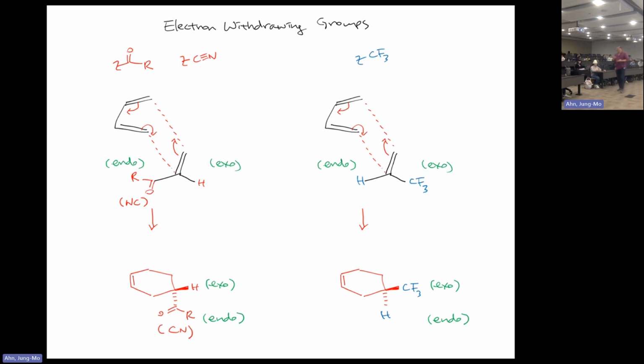So it's not like endo is always the major product for all Diels-Alder reactions. You have to look at the nature of the electron withdrawing group. If the electron withdrawing group has a pi system, endo makes sense because of the secondary overlap between the pi systems of the two components. But if it doesn't have a pi system, then exo is actually going to be the major product. So I hope that this can clarify some of the confusion that you see.